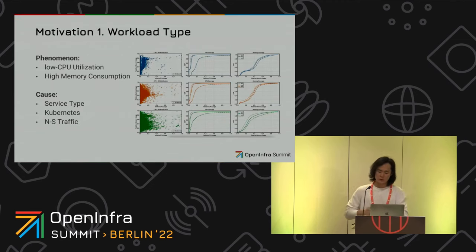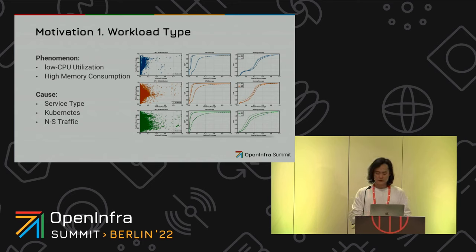Motivation number one. As you can see on the screen, we have a bunch of flavor types. We recently did an overall examination of the workloads on these flavors, and we found low CPU utilization and high memory consumption. As you can see on the right side of the figure, most flavor types are underutilized on CPU. However, the memory is quite well utilized. So what is the reason for this phenomenon?